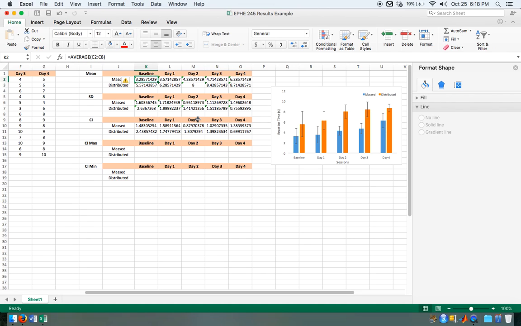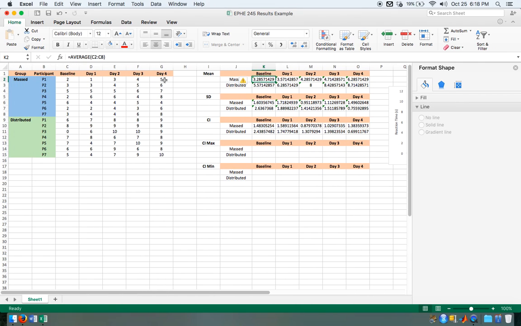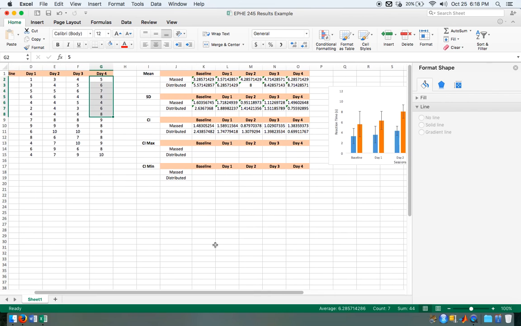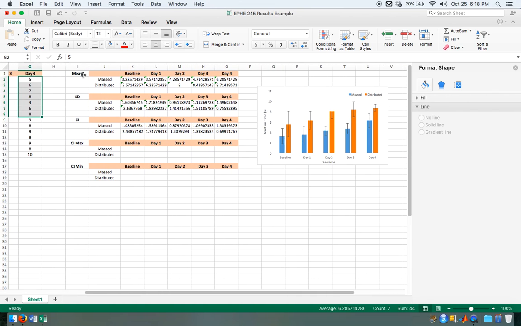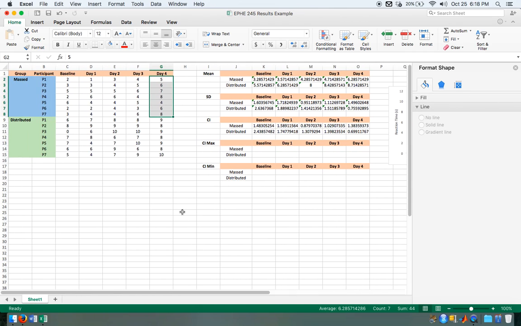Inferential statistics, on the other hand, is comparing two things. So like I was saying before, we're going to do t-tests, comparing day 4 between the two groups. And with the t-test, we're going to determine whether those two groups are actually different from each other statistically. So let's start doing some t-tests now. So now we have a figure, we have some mean, standard deviation, confidence intervals, and let's do some t-tests.